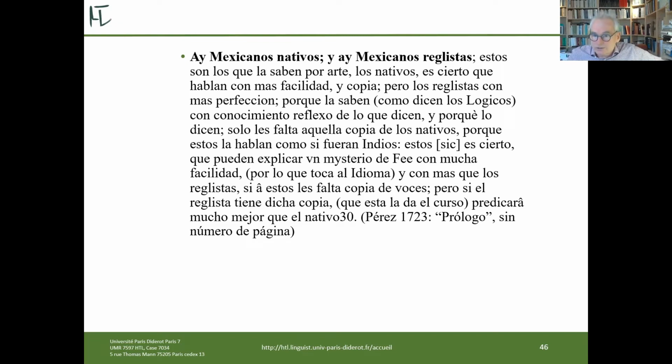Because, as the logic says, they have been thinking about it, conocimiento reflejo, about what they are saying, y por qué lo dicen, and why they are saying it that way. They can explain that because they have the rules. And of course, this is interesting because those missionaries, as Paris, also created a Christian vocabulary and made their own creations, created neologisms. And if someone asks, why do you use this word? They had an answer, because they know the rules.